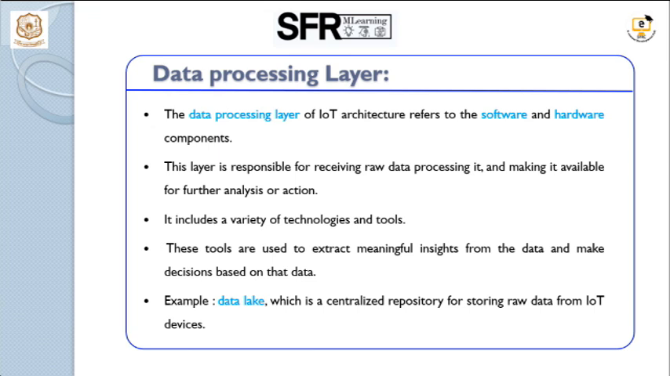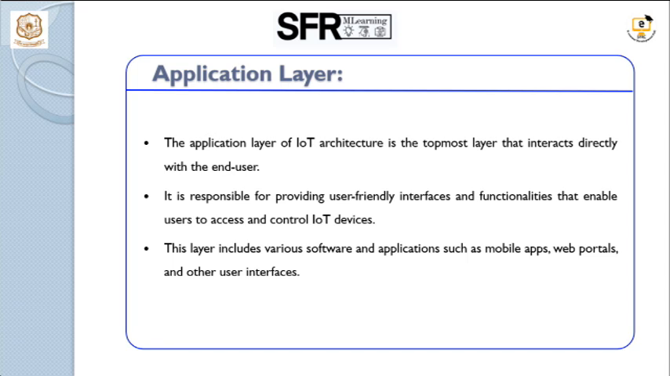Many technologies are available to gather information in the data processing layer. The most commonly used one is the data lake. Moving on to the next layer, the last layer, that is the application layer. It is the visible part of the IoT architecture and also the topmost layer. It is the part where the end user can interact with your IoT application. It provides an interactive user interface through which the user can control the IoT appliances.